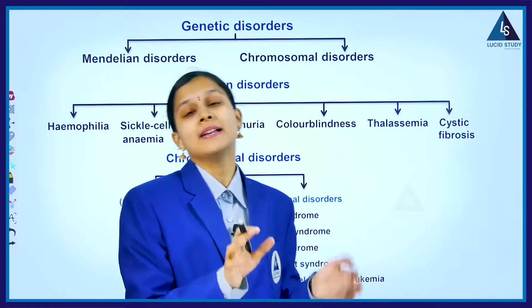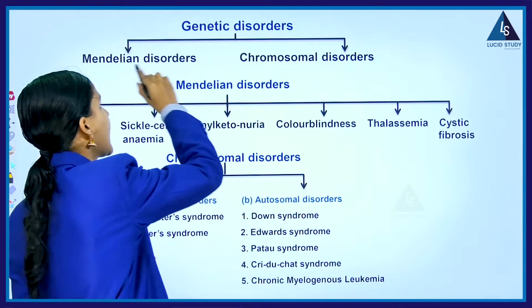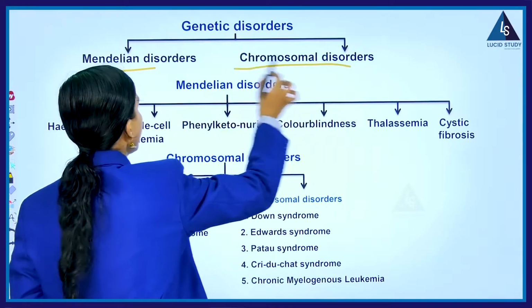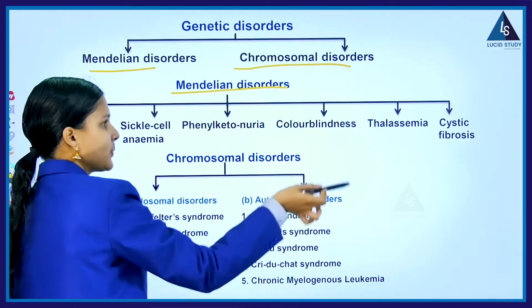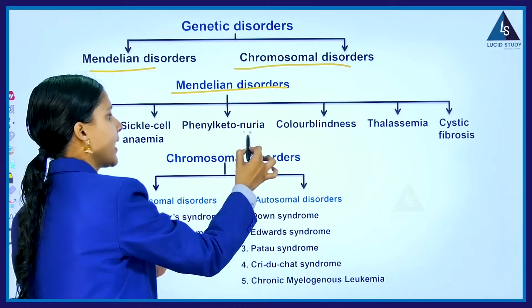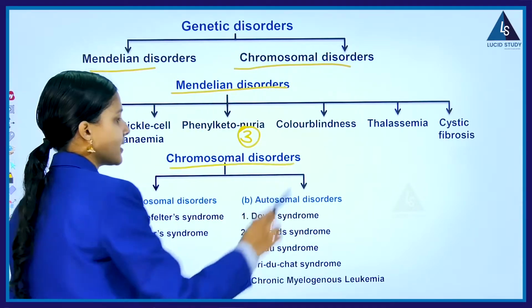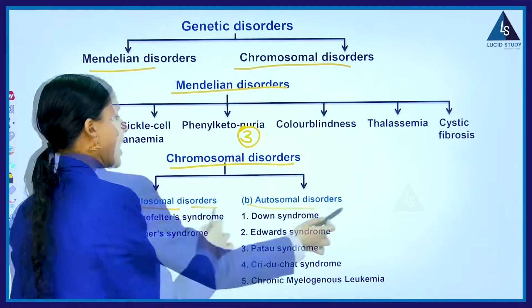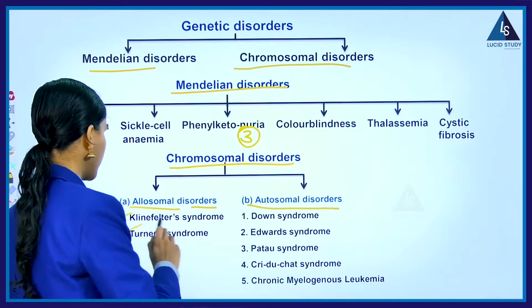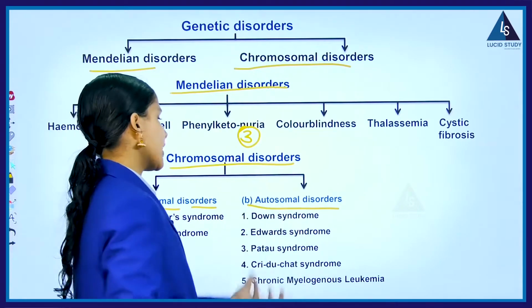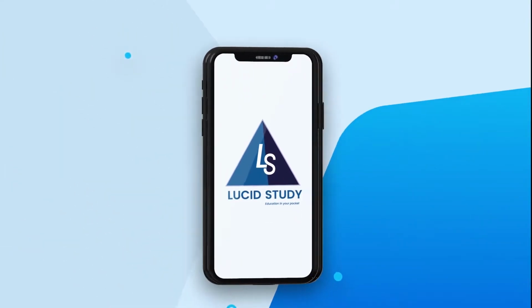So this is how basically you are going to answer this question. First of all, the 2 main types under genetic disorders you have to write. Next, again about Mendelian, the 6 types you have to mention. Out of those 6, any 3 you have to write in detail. And next, about chromosomal disorders, the definition you have to write. It is divided into 2 types. Under allosomal you have to write about the 2 syndromes, and under autosomal also you have to write about any 2 syndromes.